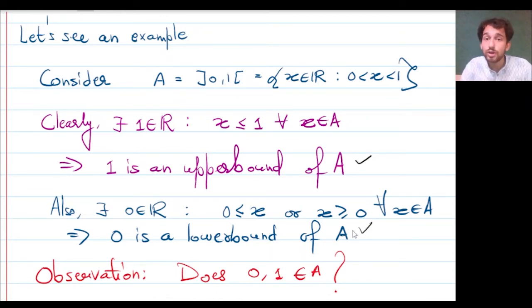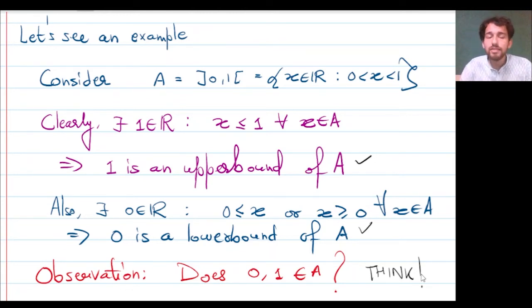Now, there are some natural questions which should come to your mind. Observe that these upper and lower bounds which we have just calculated are not elements of the original set. Do 0 and 1 belong to A? I ask you to pause the video here and think about it once. I think you have given a thought to it. 0 and 1 do not belong to my original set, but still they are upper and lower bounds.